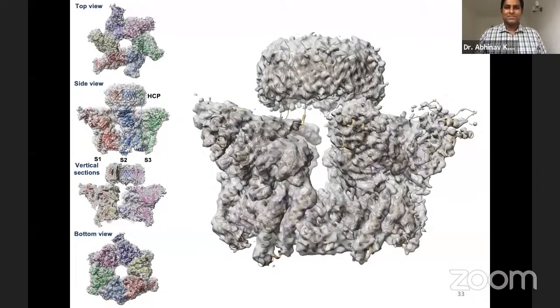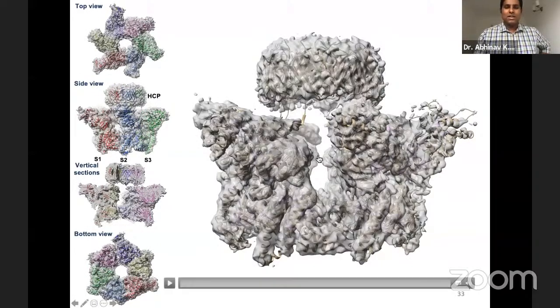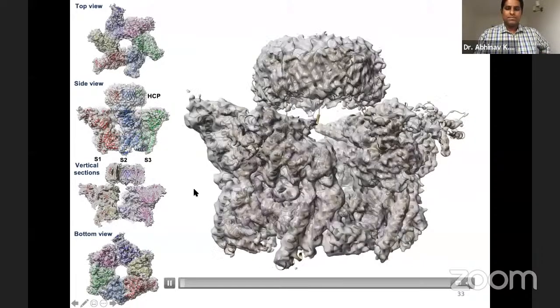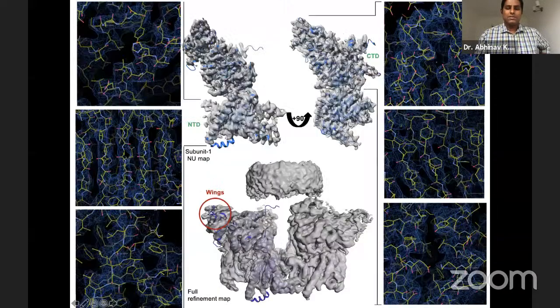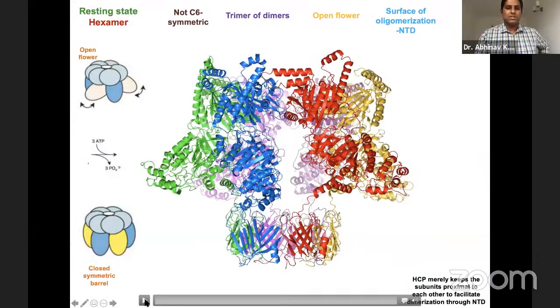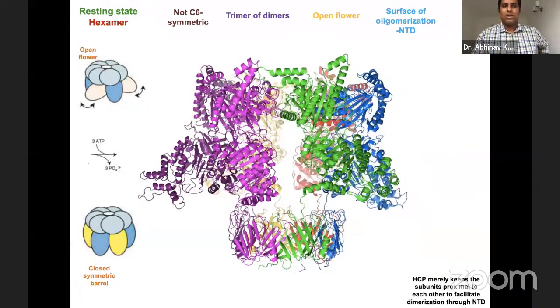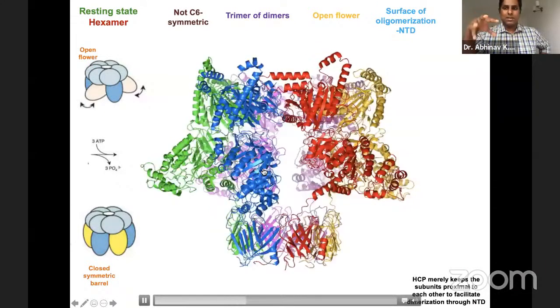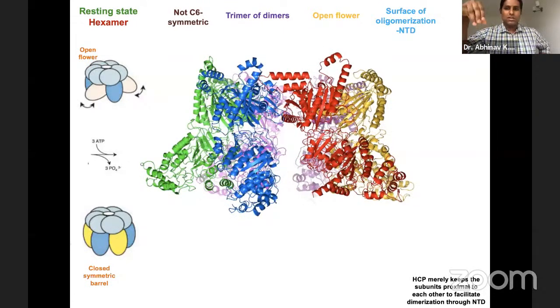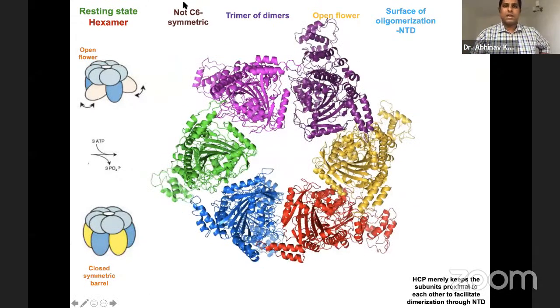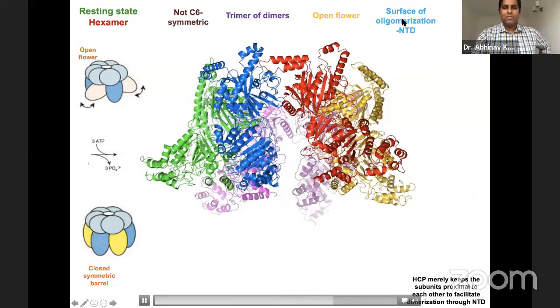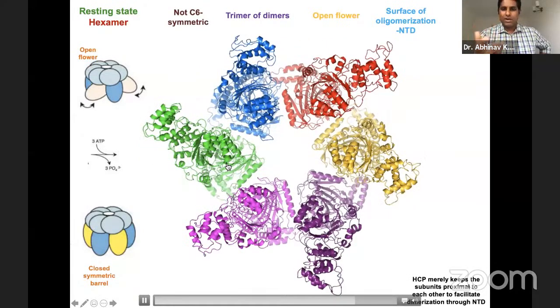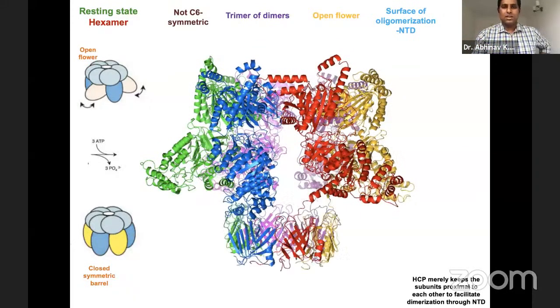So once you have this map, you can build on it and get the three-dimensional structure, which is the lines which you can see. This is the three-dimensional structure of the molecule. It is a resting state hexamer, which is not the completely closed hexamer that we would like, because that can only happen in the presence of ATP. As you can see, it's like an open flower because the C-terminal domains are panning out and are not really closed for the molecules to work. So it's basically a resting state hexamer, which is a trimer of dimers, and the oligomerization is mostly happening at the N-terminal domain. These are a few of the views, just to give you a feel of how the protein structure looks and how this hexamer is put together.